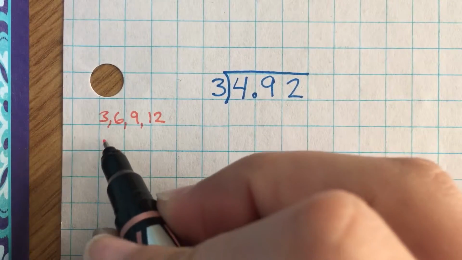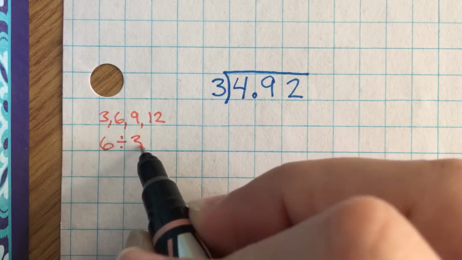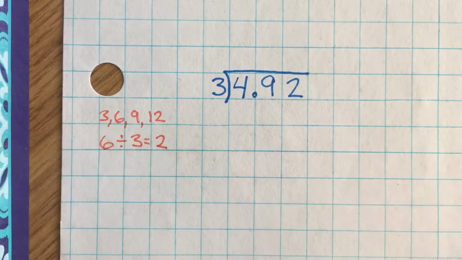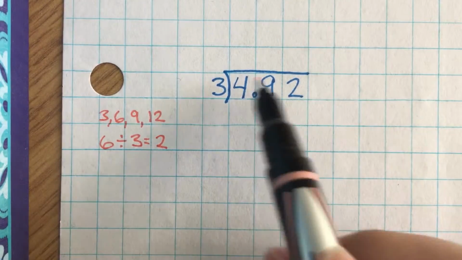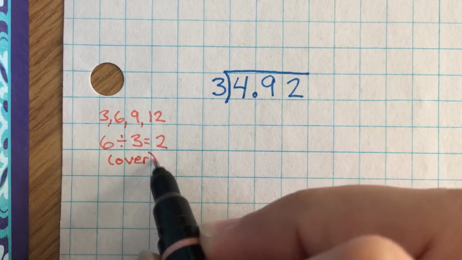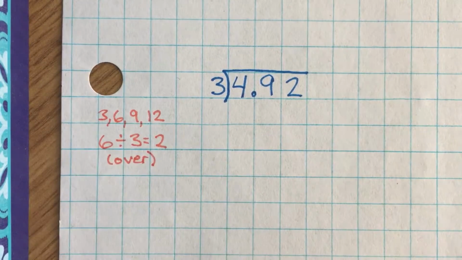So for my estimate, I would do 6 divided by 3. And I would know that that is 2, because I know that 3 times 2 gives me 6. Now, because I took this number and made it larger, I know this is an overestimate, and I'm going to use that information to help me at the end.